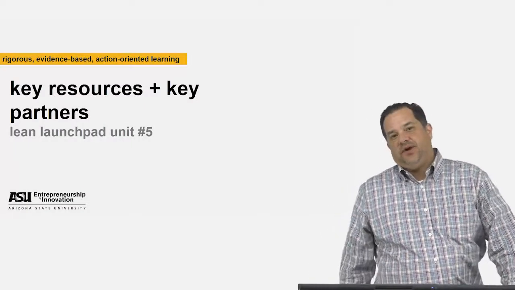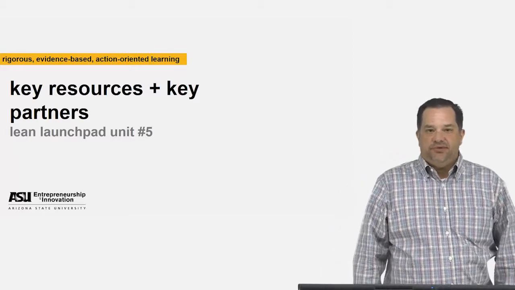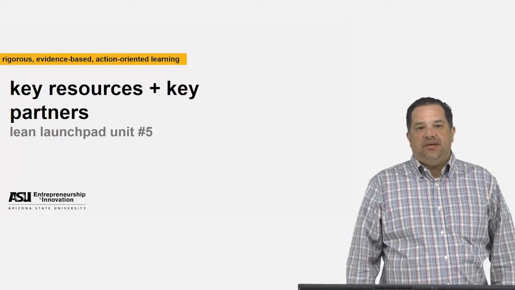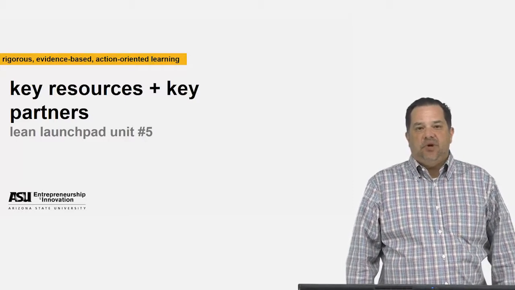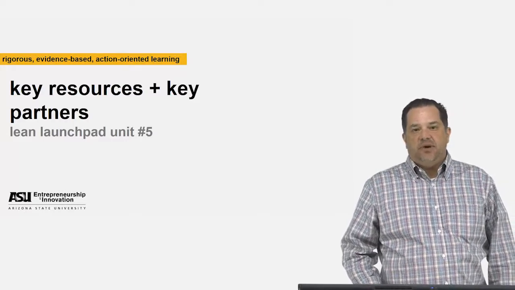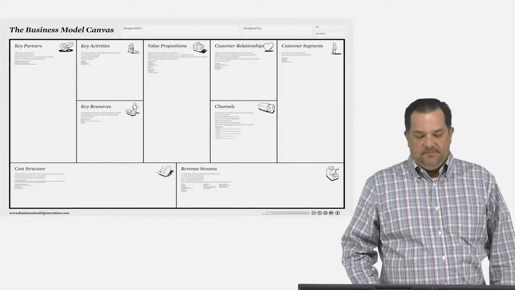Hi everybody, welcome back to Unit 5 of Venture Development School and the Test Your Business Model class. Today we're going to talk a little bit about key resources and key partners, which are the two boxes of the business model canvas on the left side, which we haven't talked about yet.